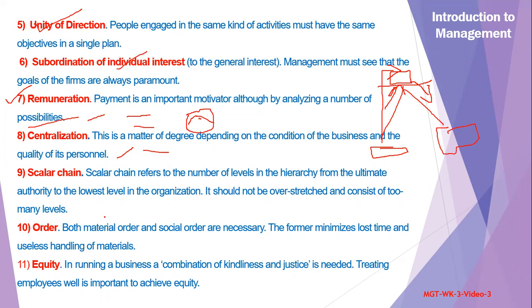और बहुत ज्यादा नंबर ऑफ लेवल्स पे नहीं लेके जाना चाहिए, इतना लेके जाना चाहिए जिसमें मैनेजेबल हो, and everyone has to follow the command of your senior one. Order, both material order and social order are necessary. That means both types of orders are very important, and whatever order your boss is giving, you have to follow the command and order of that person.